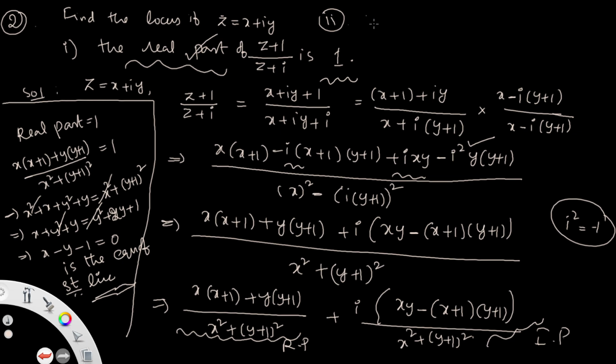(z minus i) by (z minus 1) is purely imaginary.